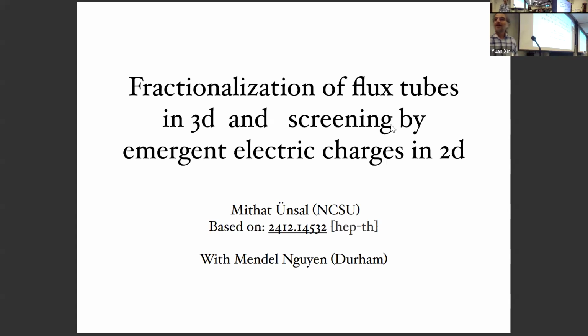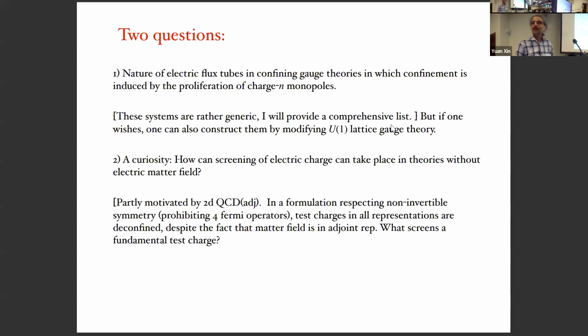Okay, so this is concerning dynamics of confining gauge theories in 3 dimensions, and some curiosity that I had about 2-dimensional setups. In particular, I want to mention this curiosity second step here.